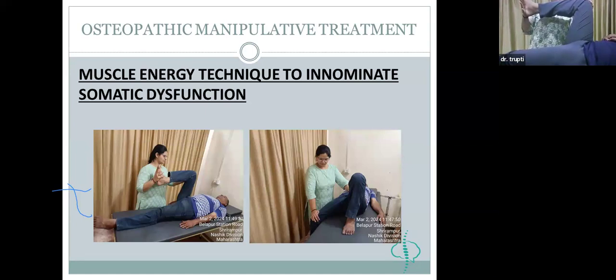Press 1, 2, 3, 4, 5, 6. Relax. Press 1, 2, 3, 4, 5, 6. Relax. Here, what we are doing is we are trying to move the pelvis in the posterior direction. Okay? Can you correlate it? What's happening here?